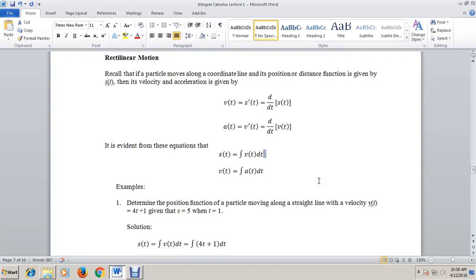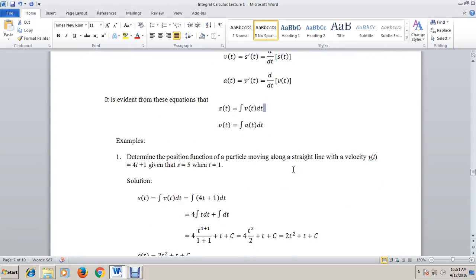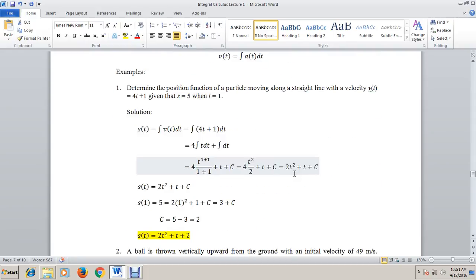Now, this is somewhat complicated, but it becomes easier when we do the examples. So I suggest that you also do the examples in order to get a full grasp of the concept. Okay, so let's do the examples. Let's have example number 1.